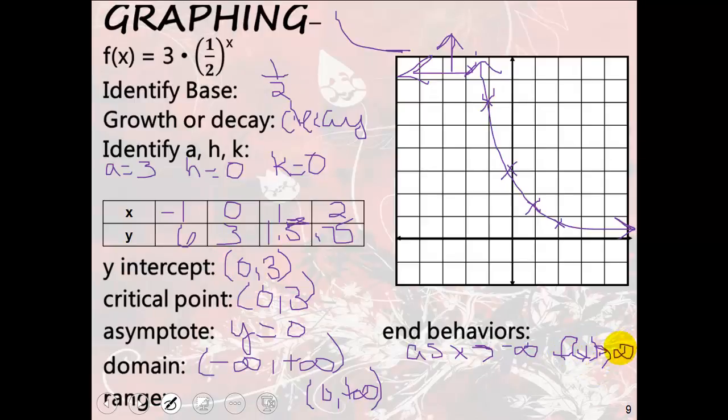And then as x goes to positive infinity, f of x is getting closer to 0. Last one.